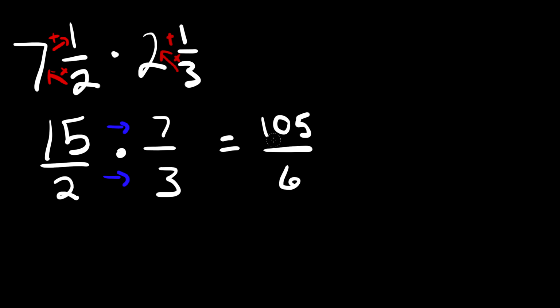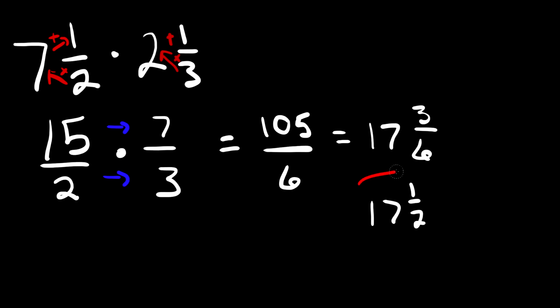How many whole times does 6 go into 105? It goes into 105 17 times, giving us the remainder of 3 over 6, but we can simplify that fraction, so our answer is 17 1/2. Go ahead and circle your answer, and we are done with this problem. And for our last section, we're going to divide 7 1/5 divided by 2 3/8.